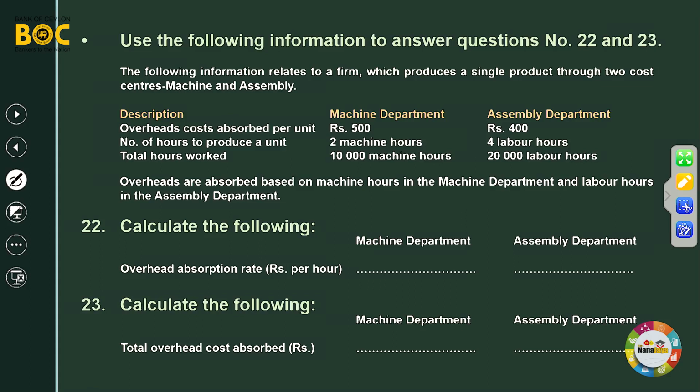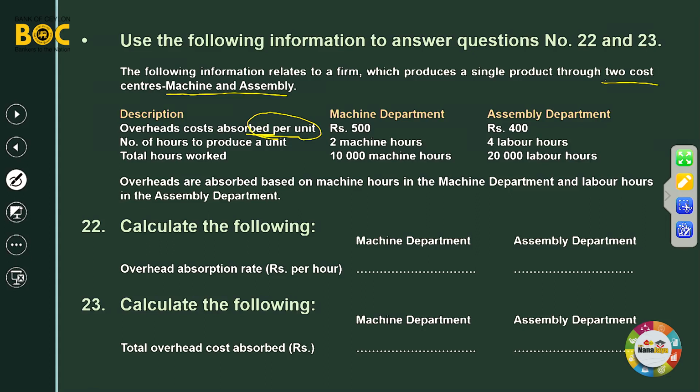So question number 22 and 23. The following information relates to a firm which produces a single product through two cost centers, machine and assembly. Overhead cost absorbed per unit: from the machine department 500 rupees, and from the assembly department 400 rupees.